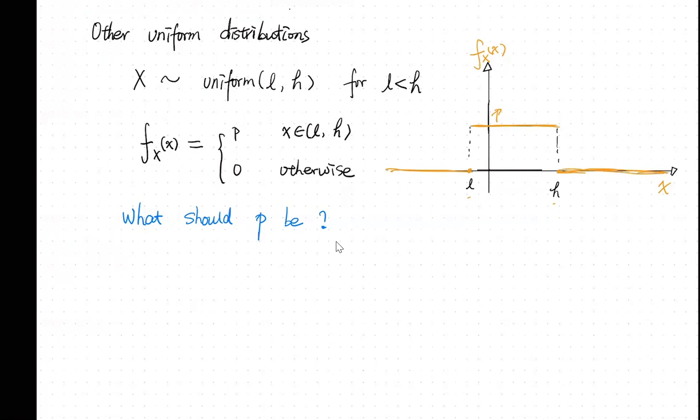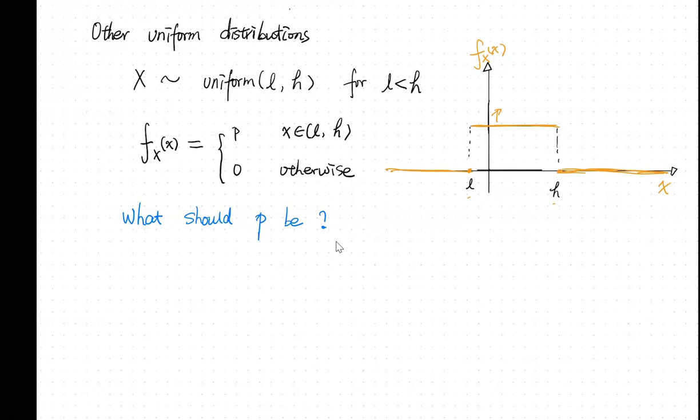But we haven't answered the question what P should be. What is the height of the probability density function on the interval? So we can figure out what P is using the features of probability density functions for continuous random variables. One feature is that probability density function cannot be negative. So that means P cannot be negative. And the second feature is the more useful one. It says that the probability density function should integrate up to 1.